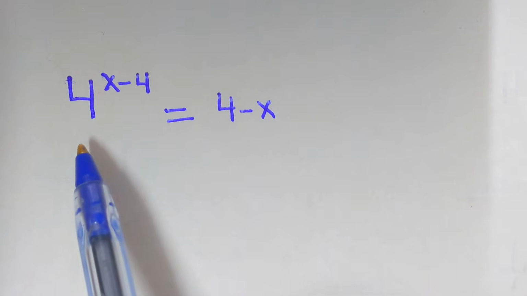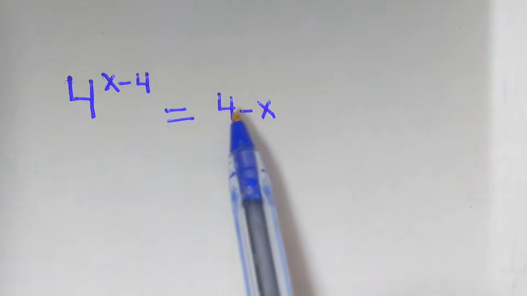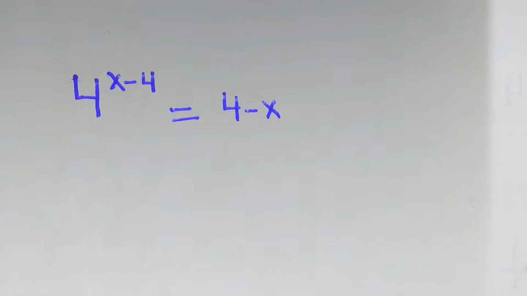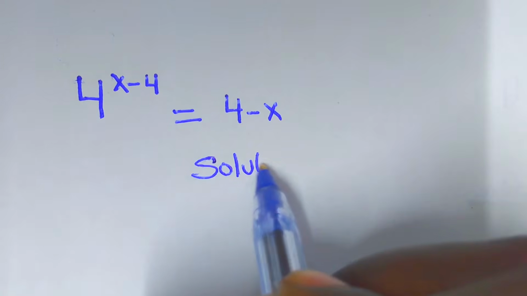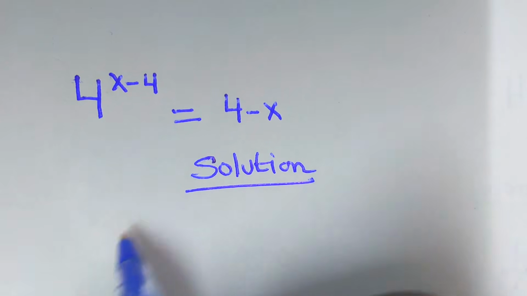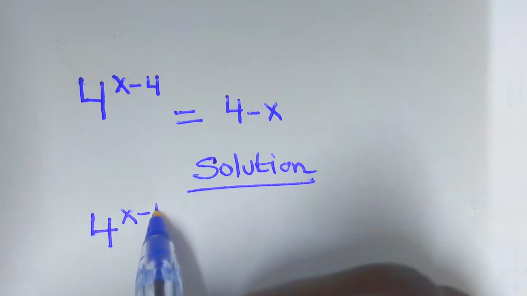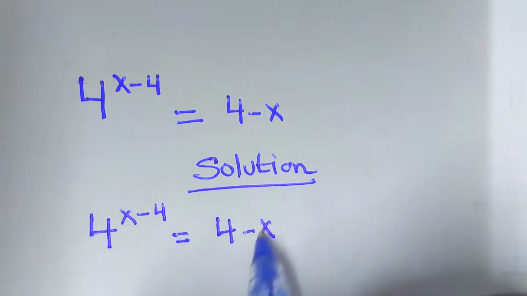We have 4 raised to the power of x minus 4 equals 4 minus x, and here we're supposed to find the value of x. So let's provide a solution very quickly. Of course, here we have to copy what we have: 4 power x minus 4 equals 4 minus x.